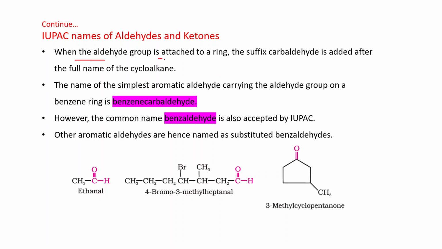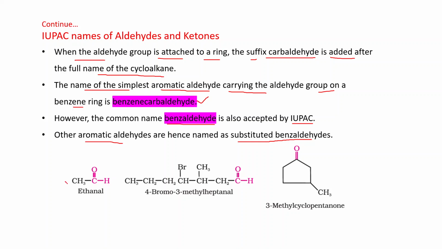When the aldehyde group is attached to a ring, the suffix carbaldehyde is added after the full name of the cycloalkane. The name of the simplest aromatic aldehyde, carrying the aldehyde group on a benzene ring, is benzene carbaldehyde. But the common name is benzaldehyde, and this is also accepted as the IUPAC name. Other aromatic aldehydes are hence named as substituted benzaldehydes.